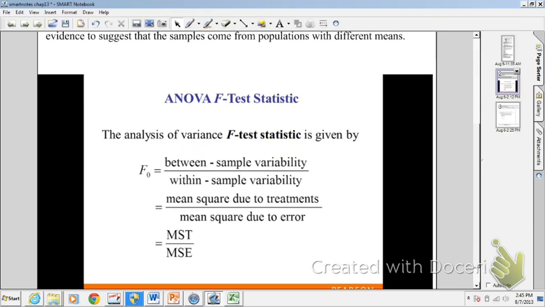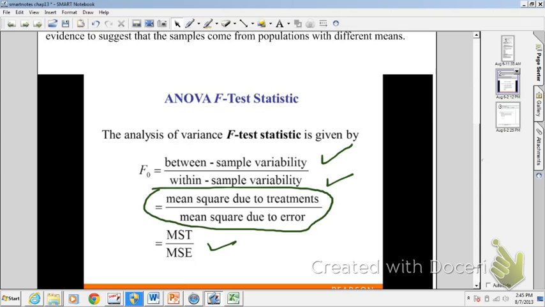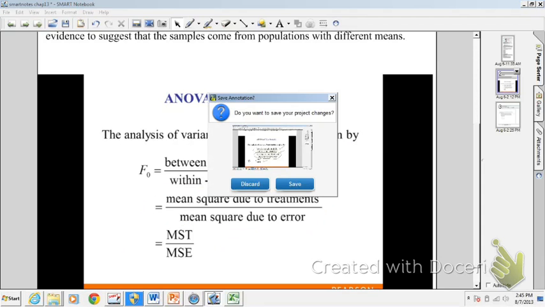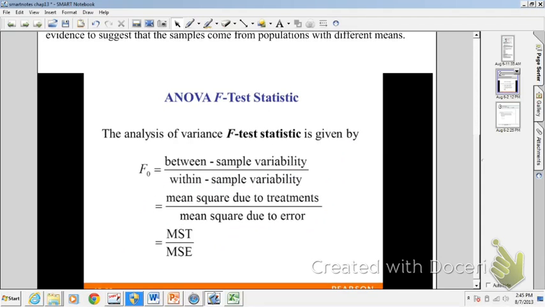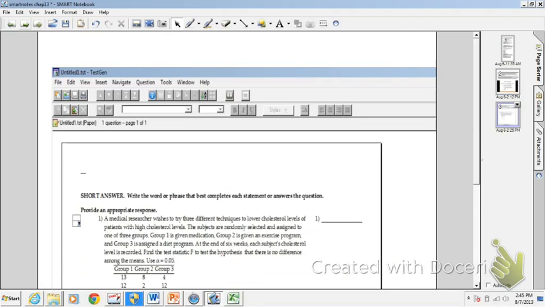So it will be an F-test statistic with the one-way ANOVA. And your F-test statistic is, like we said, the between sample variability divided by the within sample variability. Another way of saying that is that it's the mean squared due to treatments divided by the mean squared due to error, sometimes called the MST over the MSE. So you will see when we run these tests, you'll see that F-test statistic reported. Okay, let's see the next slide.